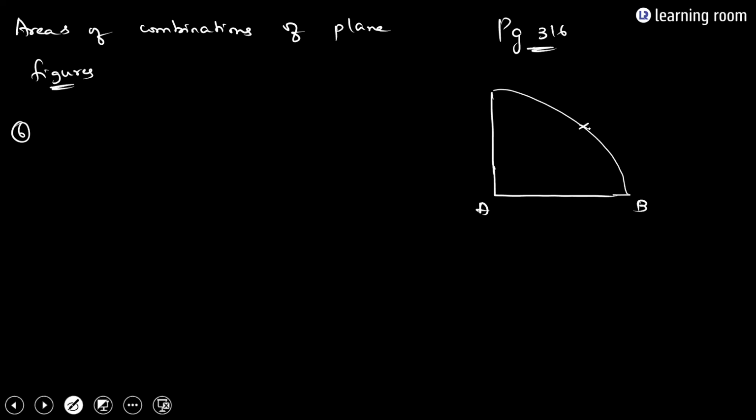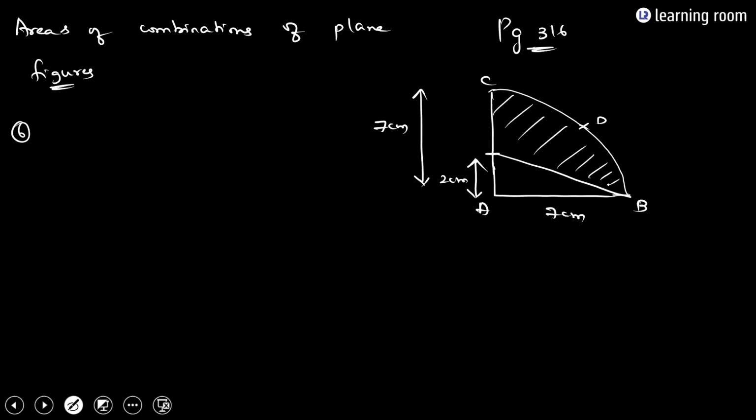A, B, D, C, A represents the quadrant of a circle of radius 7 centimeter. So this is 7 centimeter. This is also 7 centimeter, with the center at A. Calculate the area of the shaded portion. So there is a point E here. From E, I'm joining it to B so that E is at a distance of 2 centimeter from the center. How to calculate this area?